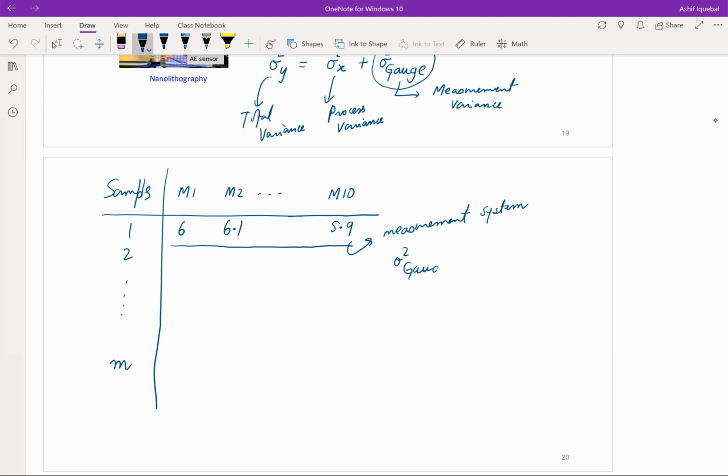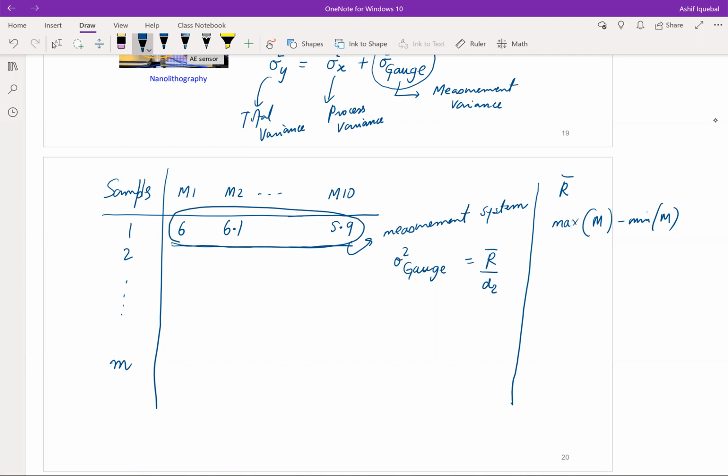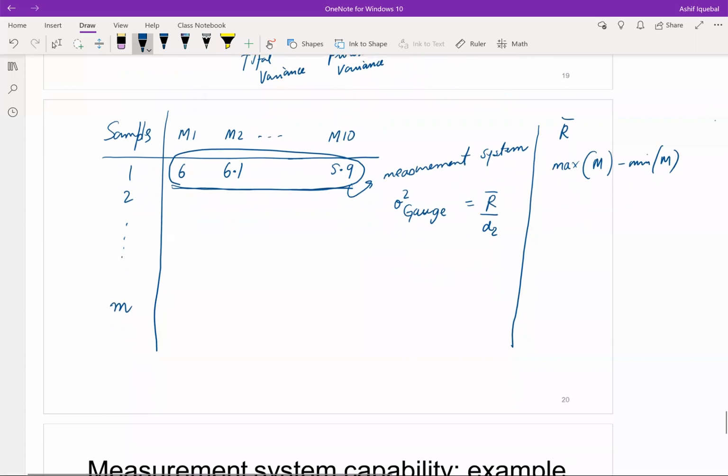And sigma square gauge will be equal to R bar by D2, where we all know, right? R bar is just the max of M minus the min of M. M is basically, I'm saying, from all of these measurements, right? So this is how you calculate sigma square gauge. Let's take a quick example here. It will make more sense.